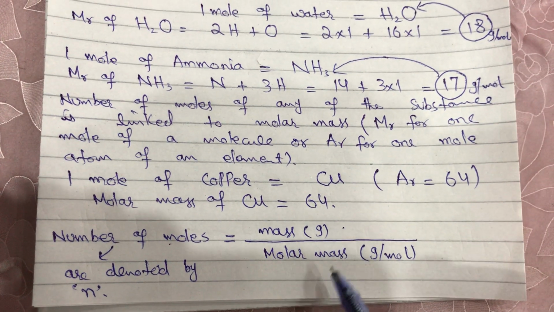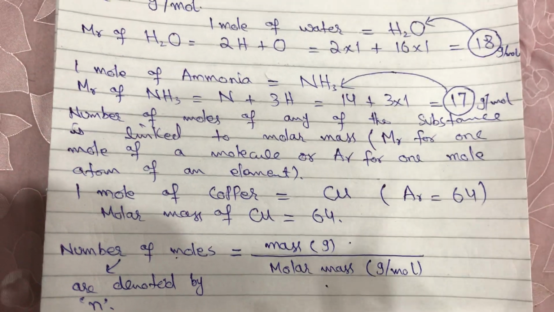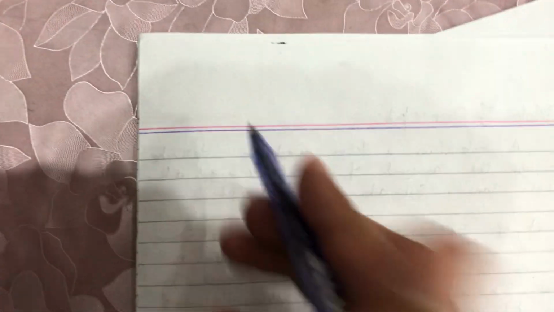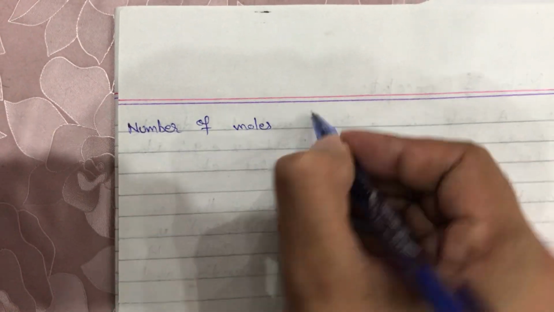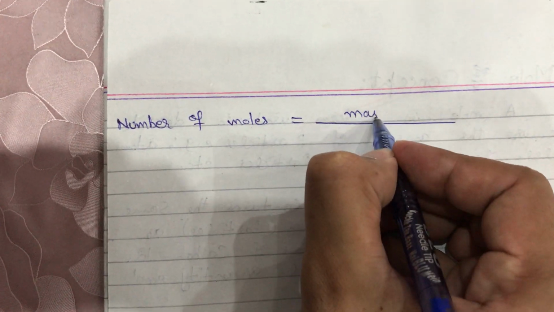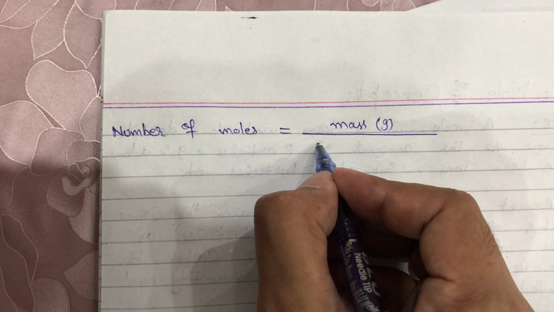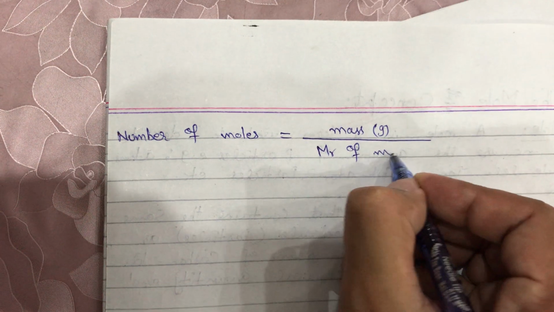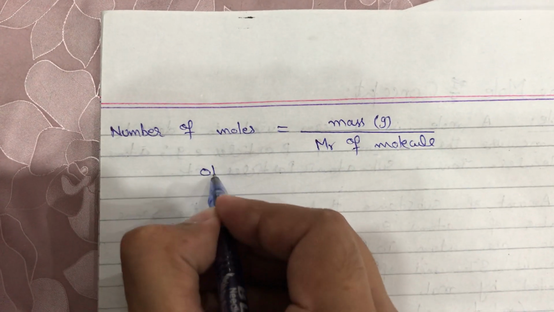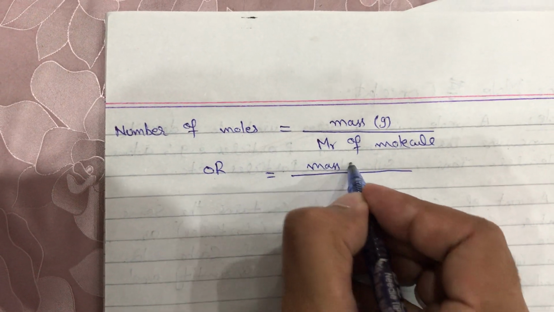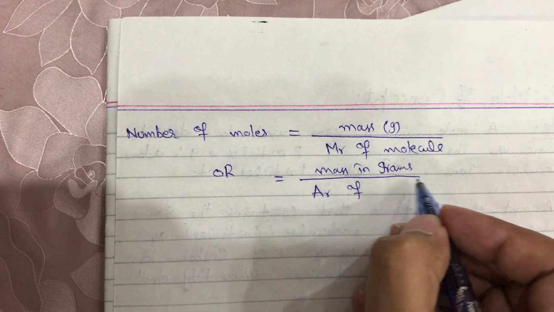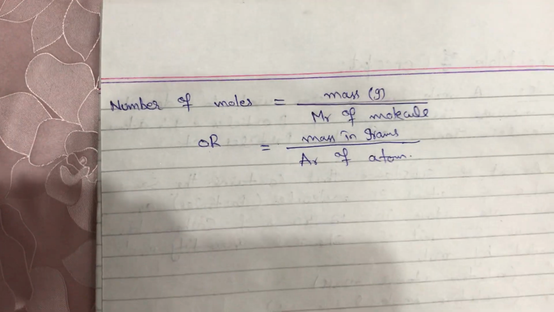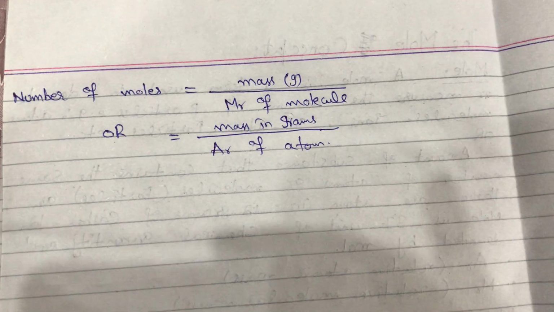So number of moles equals mass in grams over molar mass, or grams per mole. We can also modify this relation in this form: number of moles equals mass in grams over Mr of the molecule, or we can write it as mass in grams divided by relative atomic mass of the atom. So in this way we can calculate the number of moles of any substance.